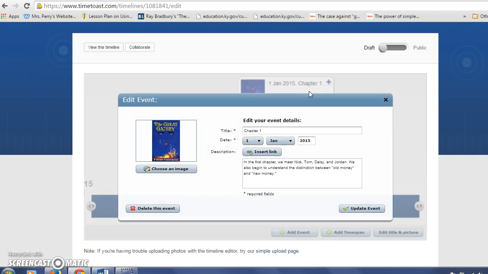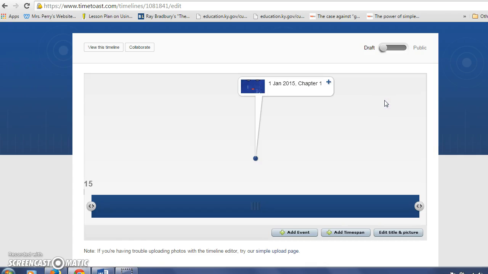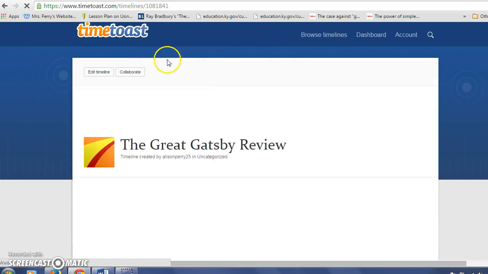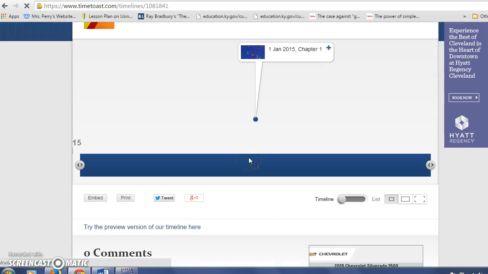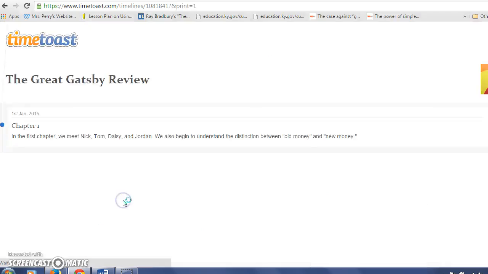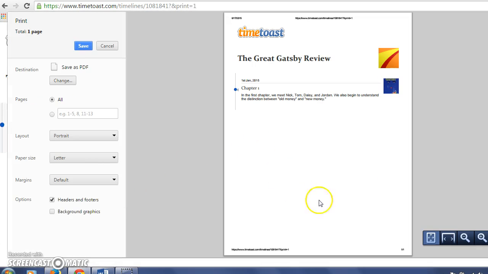If you need to fix it or edit anything, click back on the event, and then you guys can continue adding the rest of the 8 events. So to share your work, I want you to print this. So here's what you do to print after you finish everything. You want to move this over to Public, and then you click on View This Timeline. Scroll down, click Print, and then this is what your printed timeline will look like.